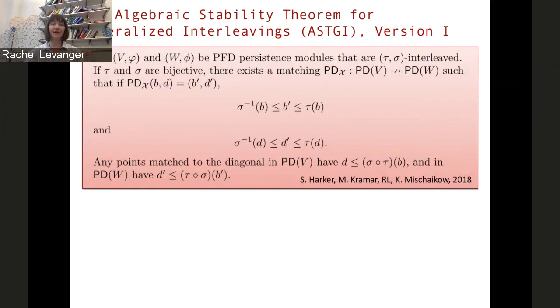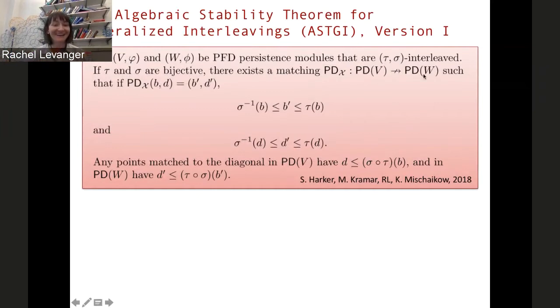So here is, I guess, the easiest, simplest statement of the algebraic stability theorem for generalized interleavings. If you have two pointwise finite dimensional persistence modules, and they're tau sigma interleaved, remember tau and sigma tell you how much you need to jump when you go from the top module down to the bottom and from bottom to the top. And if these two maps are bijective, they don't have to be bijective. The theory does support translation maps that are not bijective, but it's much easier to state when they are bijective.